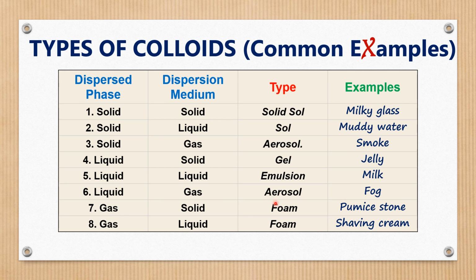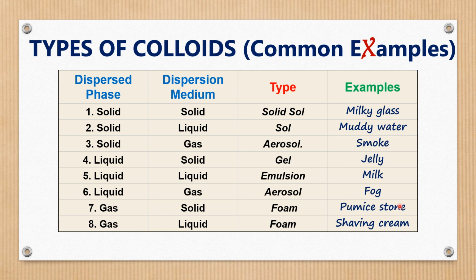The next type is foam. The dispersed phase is gas and the dispersion medium is solid. An example is pumice stone, the volcanic stone. The next type is also called foam. Here the dispersed phase is gas, but the dispersion medium is liquid. An example is shaving cream.